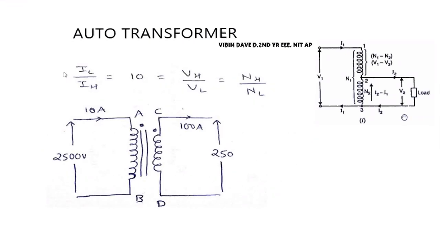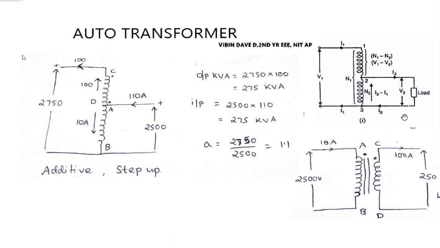This is the figure of the two-winding transformer which is mentioned in the question. You can see 2500 volt, 250 volt, 10 ampere, 100 ampere, A, B, C, D. So we are going to figure out how we can change this into an autotransformer. We'll see all the possible connections.